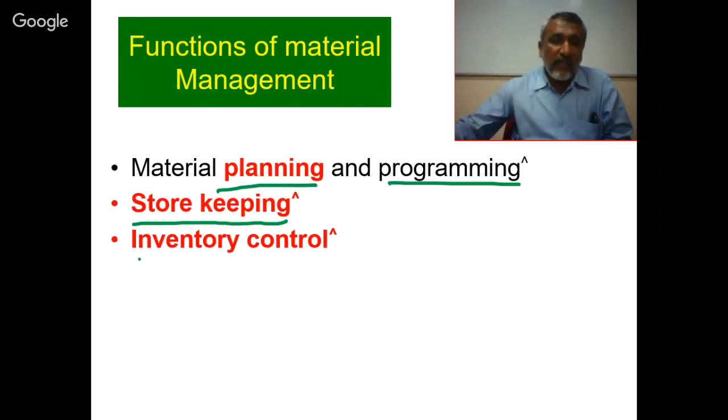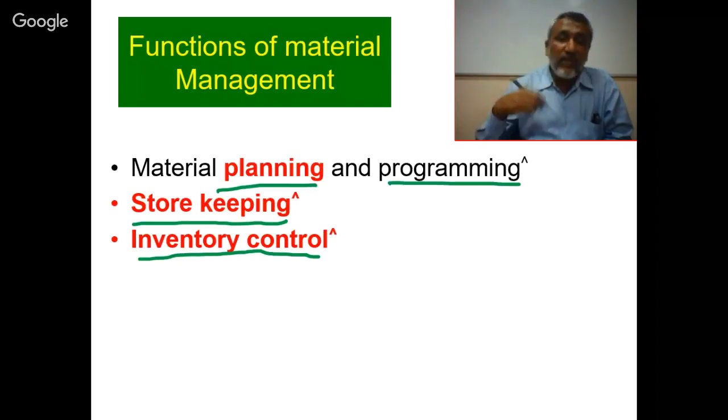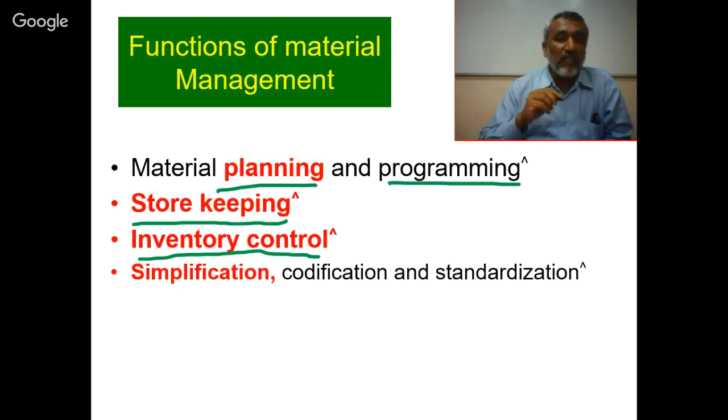Then the inventory control. Every industry will have certain materials as raw materials, as work in process, as semi-finished product, as well as the finished product. A proper control of the inventory of the organization is very essential in material management. So inventory control is an important function of material management.